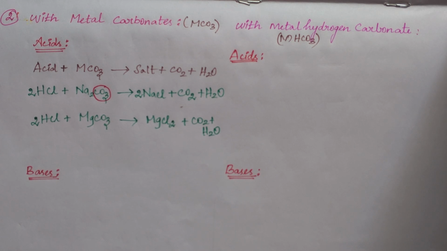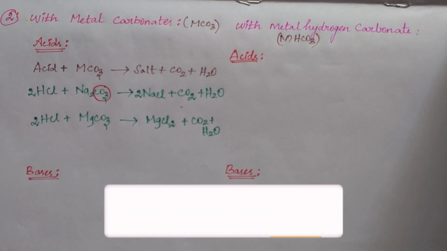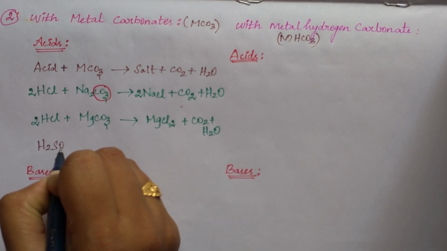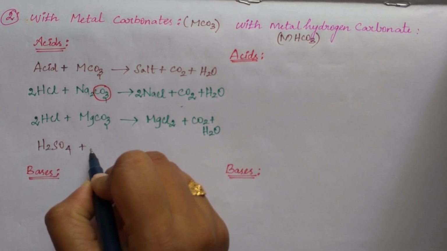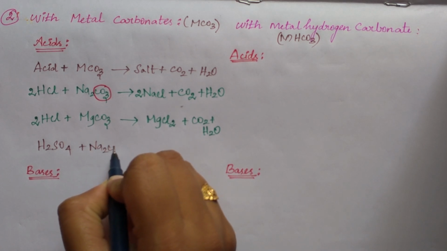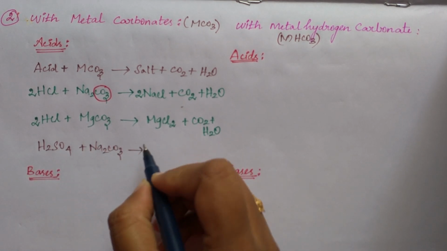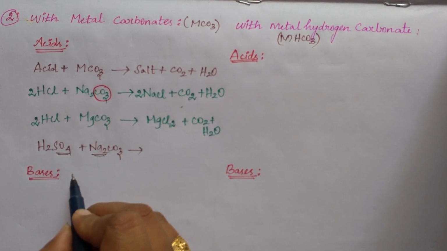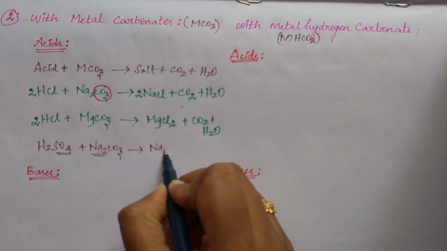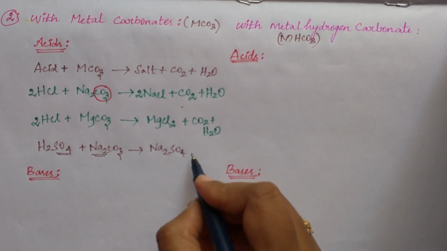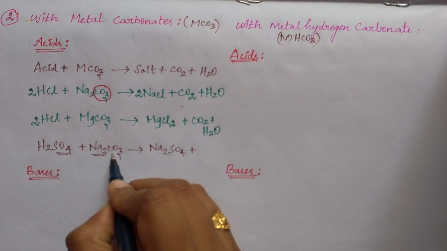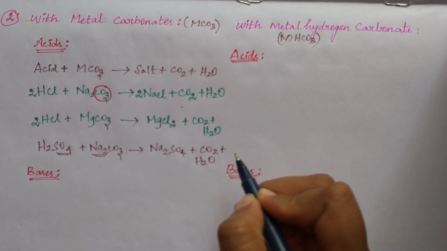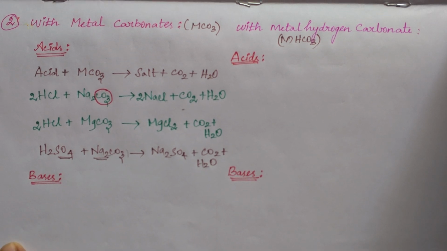Instead of that, you can take any other acid. For example, sulfuric acid also you can take. Same thing, if you take H2SO4 plus this Na2CO3, sodium carbonate, it gives the salt: sodium and sulfate combine and form sodium sulfate, Na2SO4, plus from CO3 CO2 will come out and one more is water. So this is the equation, students.